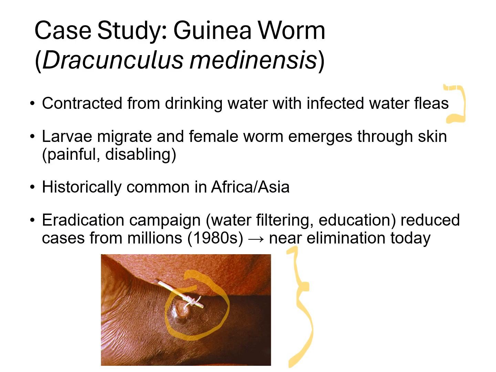The good news is that global eradication campaigns through things like water filtering and health education have reduced the number of cases from the millions in the 1980s to only a handful today. So this is one of the many remarkable success stories that we have, and hopefully we can have many more addressing those neglected tropical diseases soon.